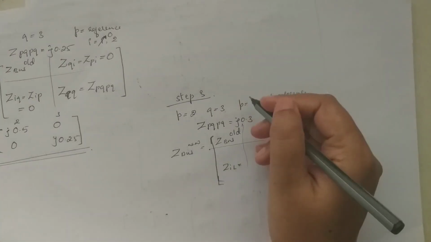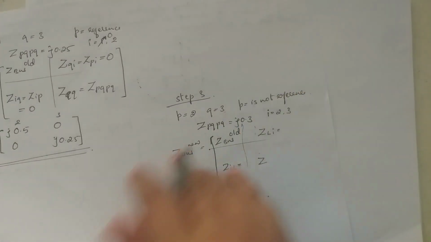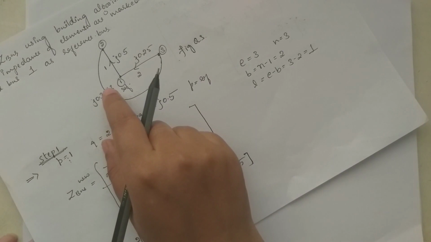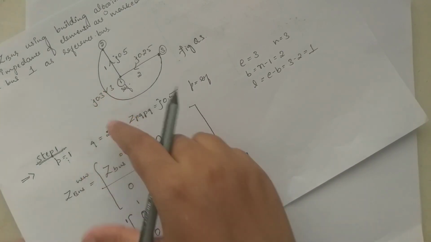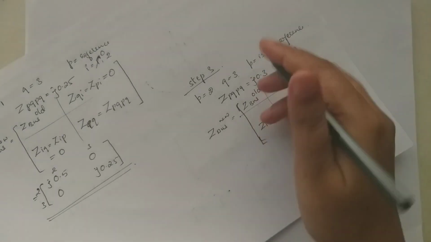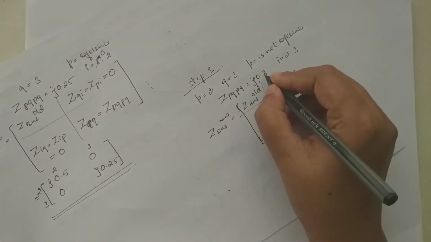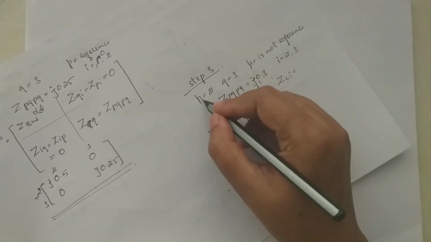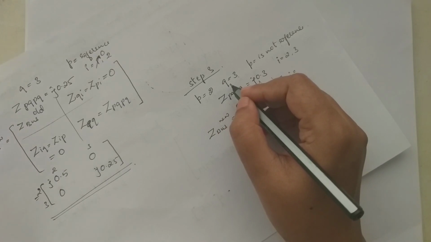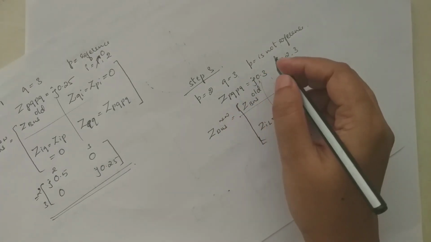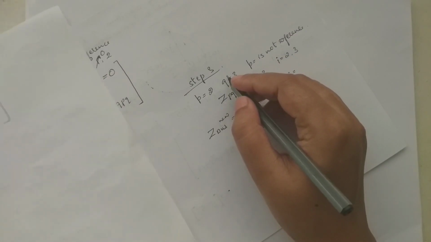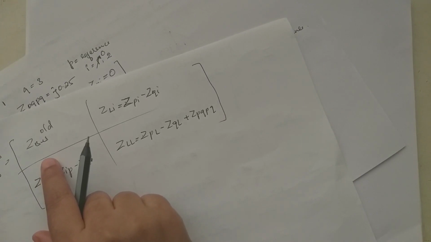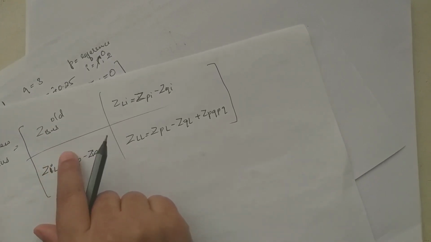And step 3, it is mentioned that the third element is a link, correct? The third element is a link whose value is j0.3. So ZPQ,PQ is equal to j0.3, which is connected between 2 and 3. So take P is equal to 2 and Q is equal to 3. If the Pth bus is not a reference bus, as well as if it is a link, ZBus new can be calculated using this formula.